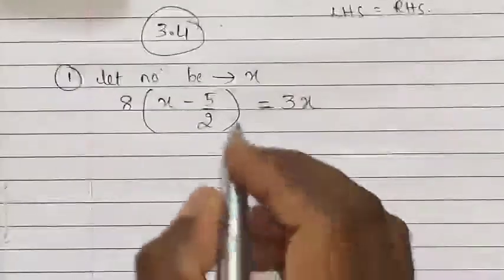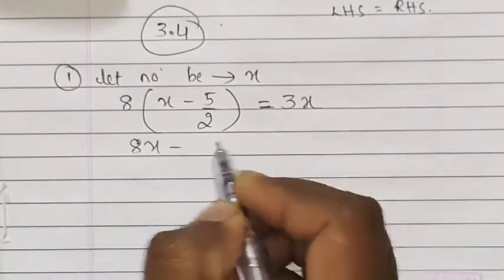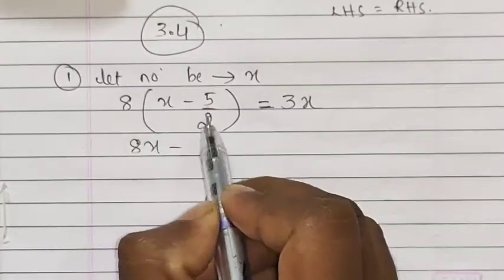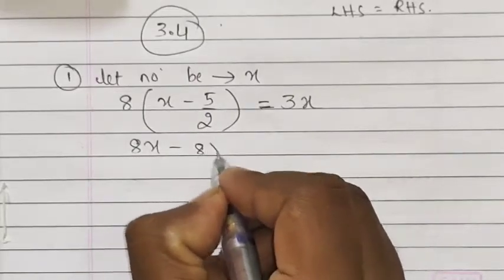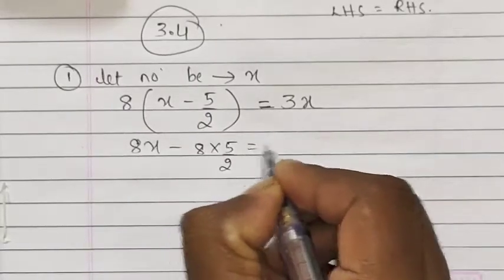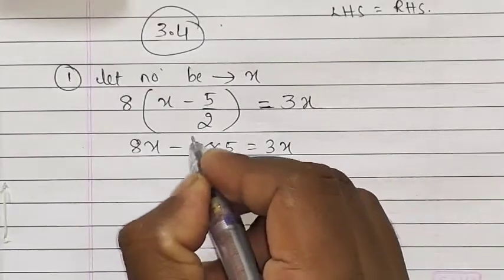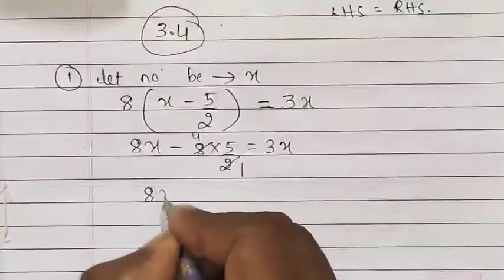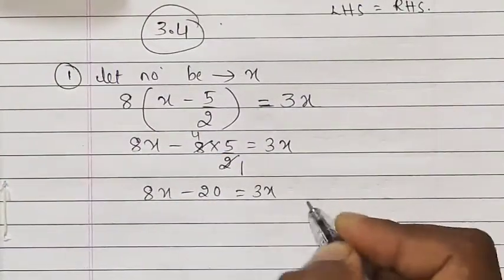How to solve this one? First I will open this bracket. 8 into x is 8x minus 8 into 5 by 2. We want to multiply 8 and 5 by 2. 8 into 5 by 2 is equal to 3x. You can observe 2 1s are 2, 2 4s are 8. 8x minus 4 5s are what? 20 is equal to 3x.